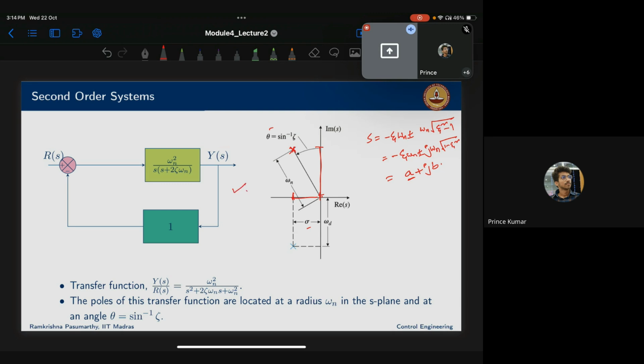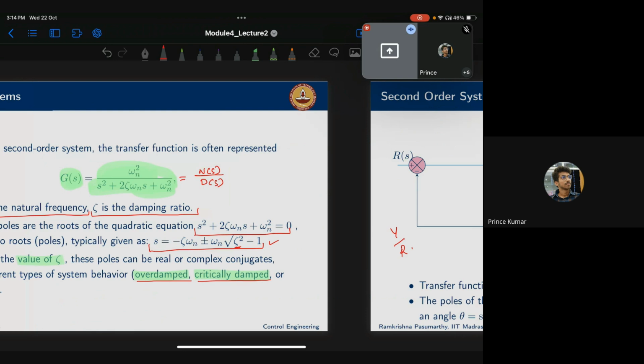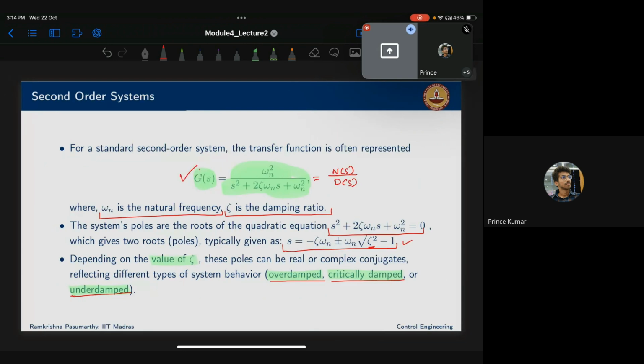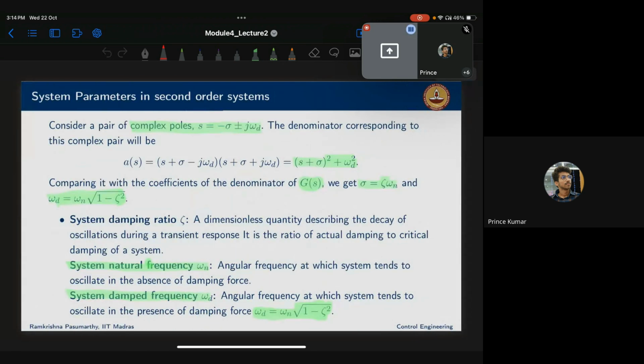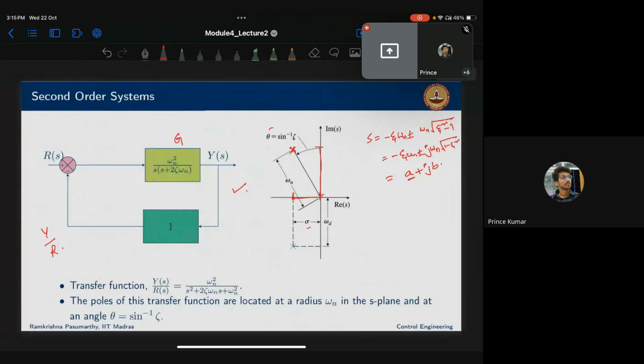So this is the basic general second order system. Again, in a similar way, you may consider this is g. Apply the same way and find y by r. You should be able to get this expression, the closed loop transfer function. Now the complex roots, as I said, are minus sigma plus or minus j omega d, where sigma is zeta omega n. This is the first term only. The second term is the whole term.